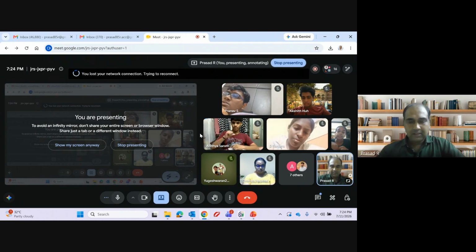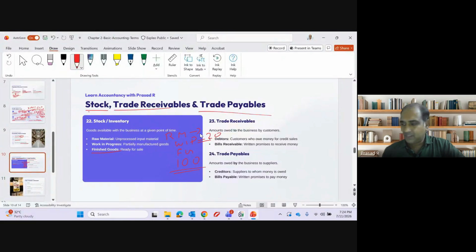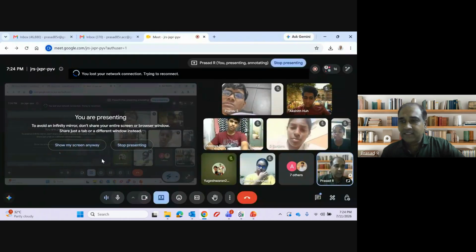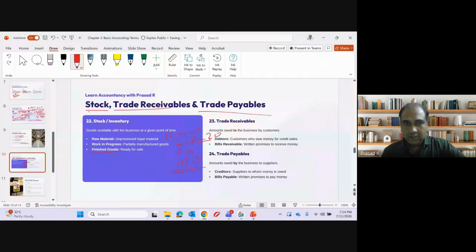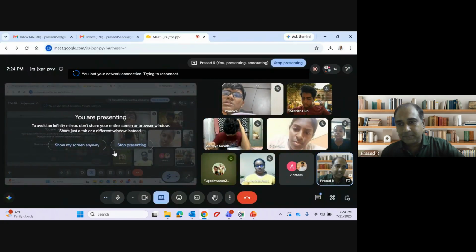Okay. See, one thing is not relevant to you at this point, but still I will tell, because there is one question in TS Grewal. Stock is also called inventory. Stock or inventory both mean the same. We can either call it stock or we can call it inventory. Both mean the same. Clear?